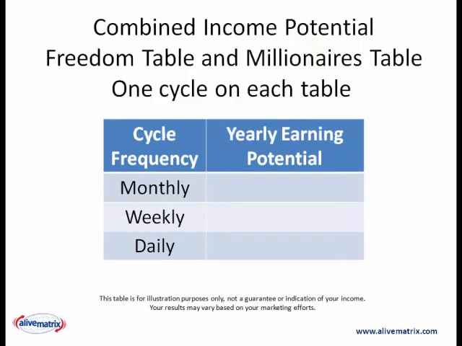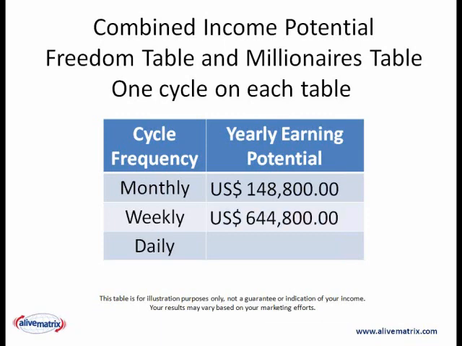Now, let's combine the two for the fun. What happens if I cycle once a month on the freedom table and once a month on the millionaire's table? My yearly earning potential is $148,000. If I cycle once a week on each table, it is $644,000. And if I cycle every day on the freedom and on the millionaire's table, my yearly earning potential is $4.5 million.